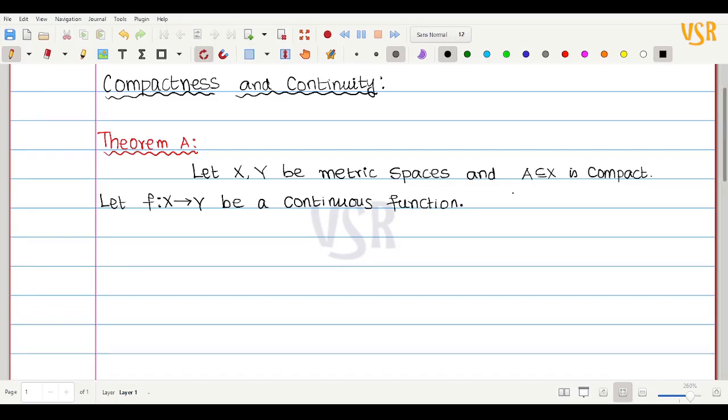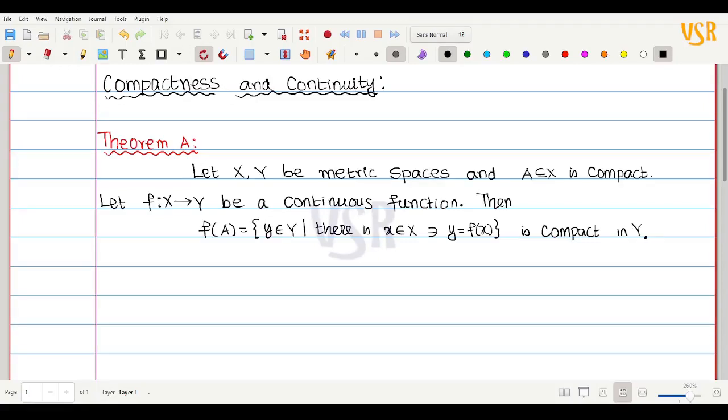Now what I am going to prove is that f of A, which is the set of all y belonging to capital Y such that there is some x belonging to capital X such that y can be expressed as f of x, is compact in capital Y. So this is a theorem we are going to show.